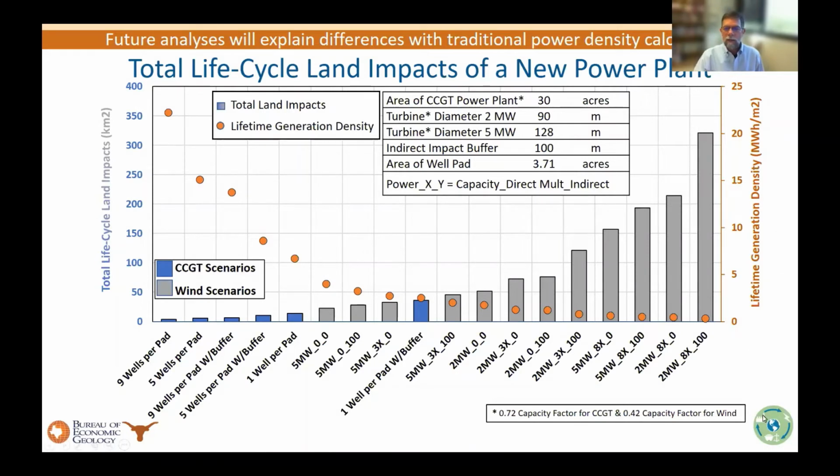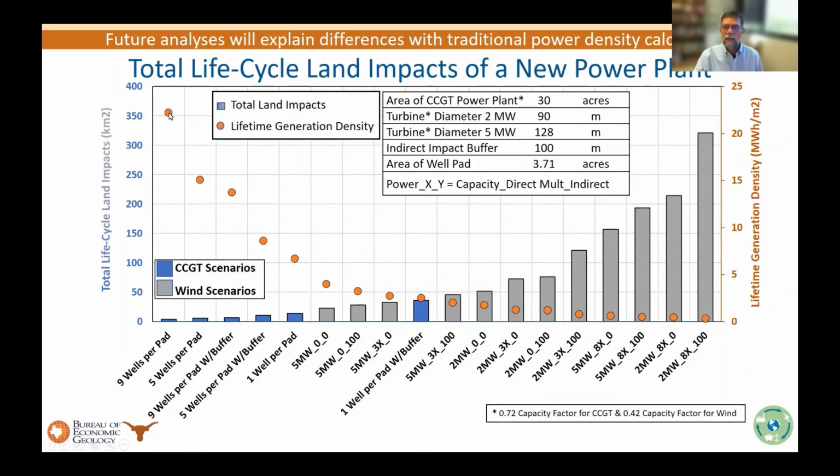If we go all the way to the right, you can see this bar is a lot of land area that's being used for the 2 megawatt, 8 times the diameter. This would be 8 times 90 meters of diameter. It's a large area, and it also has that buffer in there. These are very often the kinds of numbers that are published for power density calculations by a number of researchers in academia, and these numbers are really quite small. They're actually much less than 1. So there's a big difference between these values.